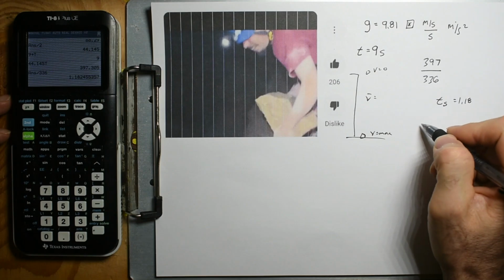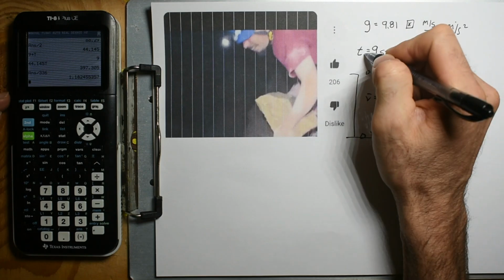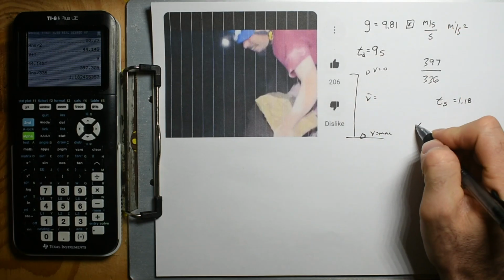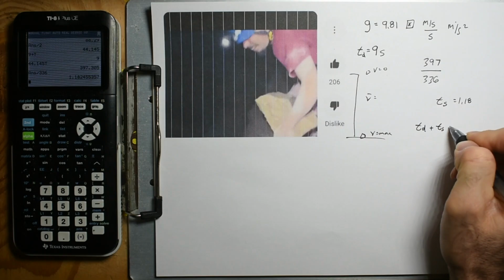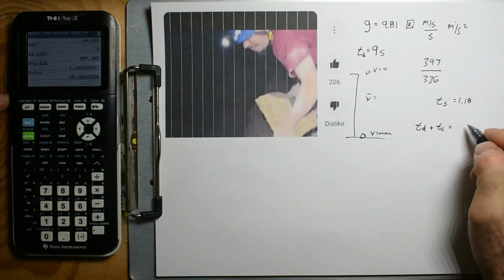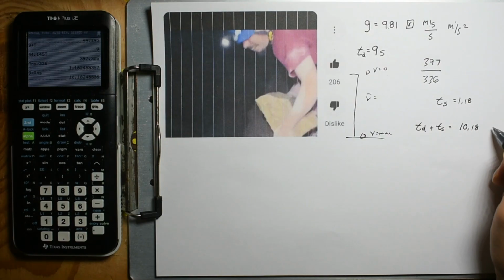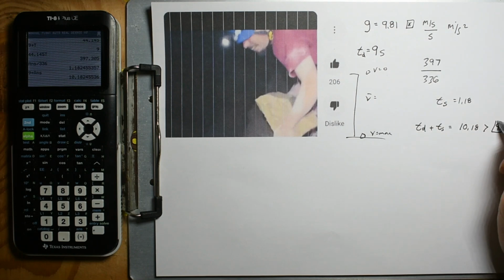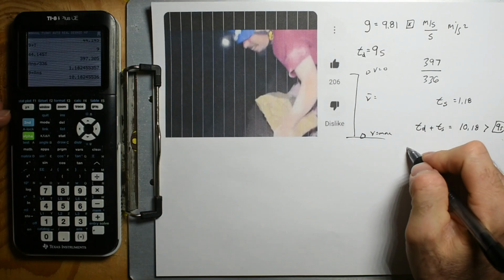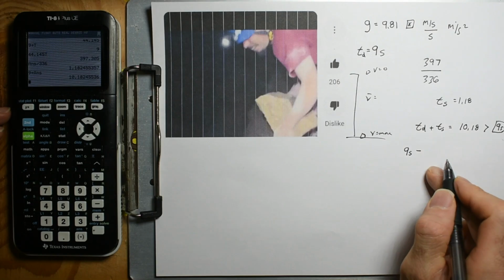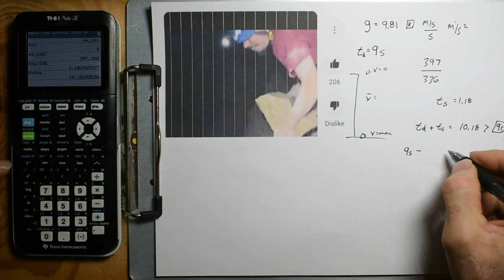We need to say that this was the time for the drop. So I'm going to say time for the drop plus time for the sound, and I'm going to calculate that. That's going to be 9 plus this, and that's going to be 10.18, which is too high. That's bigger than the actual value of 9 seconds, which we know is the true value. So I need to find the difference. I need to take the true value of 9 seconds and then subtract.